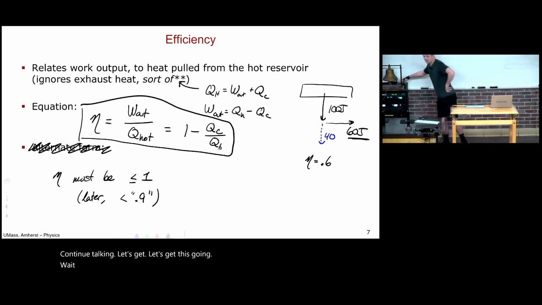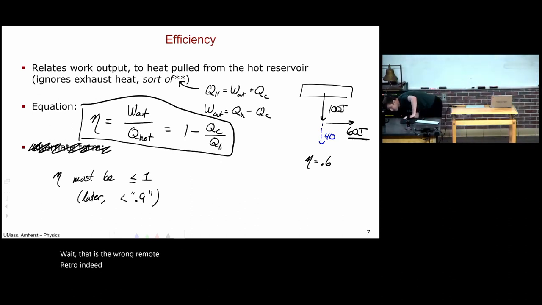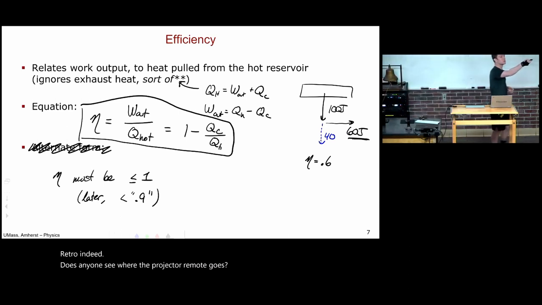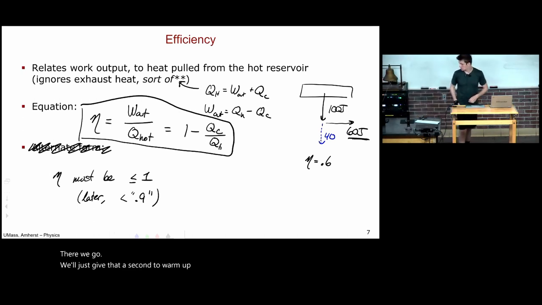Wait, that is the wrong remote. Ruh-roh indeed. Does anyone see where the projector remote is? That was the set. There we go. We'll just give that a second to warm up. There we are.